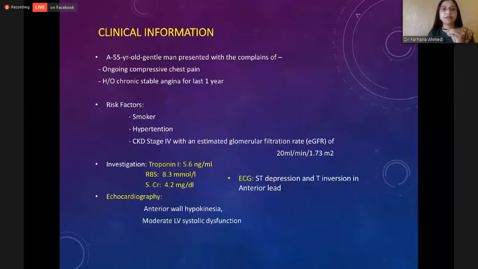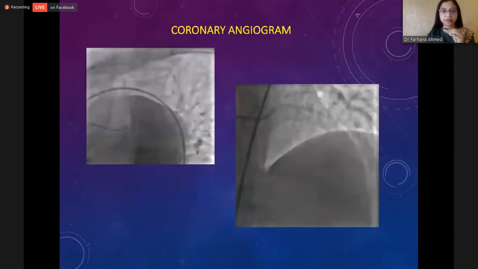My case is a 55-year-old gentleman who presented with complaints of ongoing compressive chest pain. The patient had a history of chronic stable angina for the last 1 year and was on treatment. He was a smoker, hypertensive, and suffering from CKD stage 4 disease with an eGFR of 20 ml per minute per body surface area. His serum creatinine was 4.2 milligram per dl. Echo showed anteroseptal hypokinesia and moderate LV systolic dysfunction.